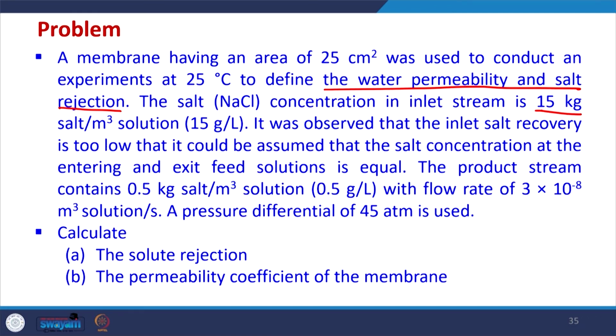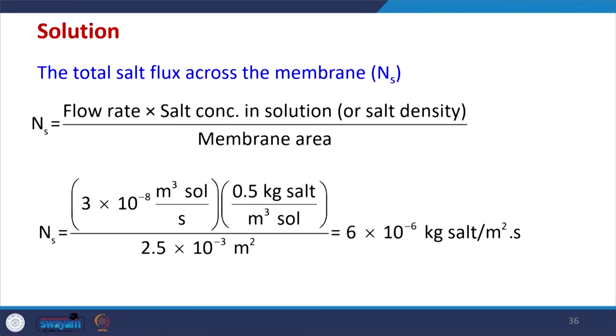solutions was equal. Now, the product stream contains 0.5 kg salt per meter cube of the solution with a flow rate of 3 × 10^-8 meter cube per second. A pressure differential of 45 atmosphere is being used. We have to find out the solute rejection and the permeability coefficient of the membrane, using the data given here. Solving, the total salt flux across the membrane can be calculated first. For this we know the flow rate, the salt concentration in the solution, and the membrane area have been given.